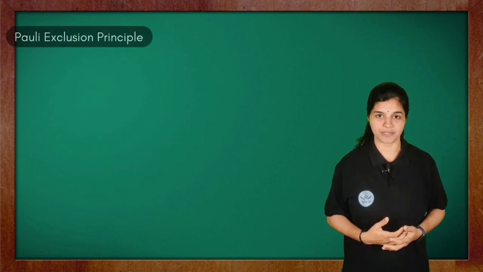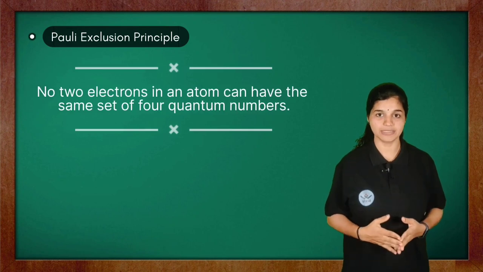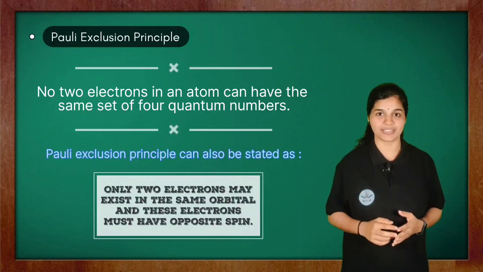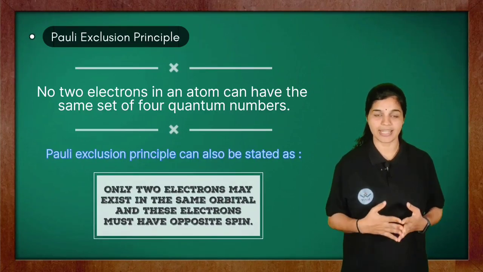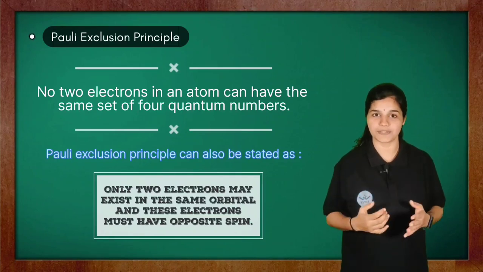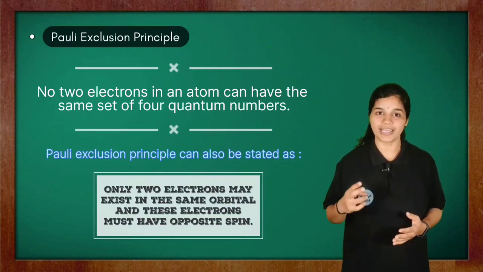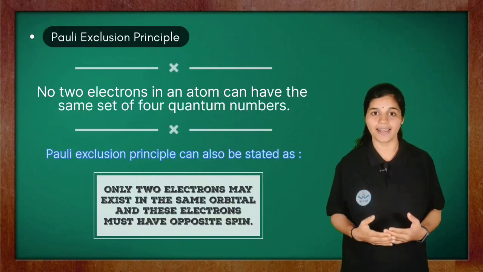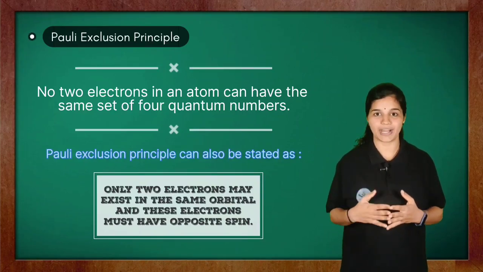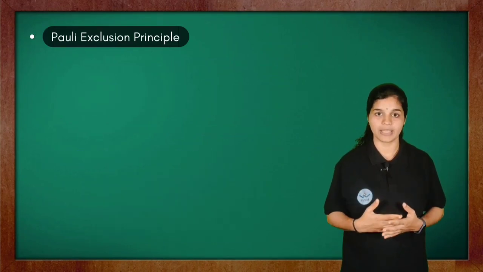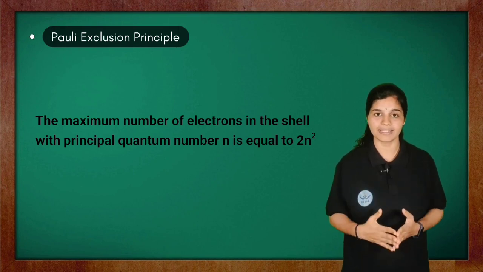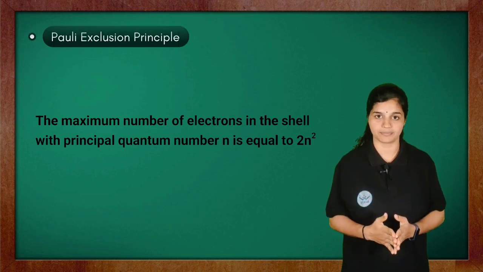According to Pauli's exclusion principle, no two electrons in an atom can have the same set of four quantum numbers. This principle can also be stated as only two electrons may exist in the same orbital and these electrons must have opposite spins. It means that the two electrons can have the same value of three quantum numbers, that is n, l and ml, but must have opposite spin quantum number. The maximum number of electrons in a shell with the principal quantum number n is given by 2n squared.